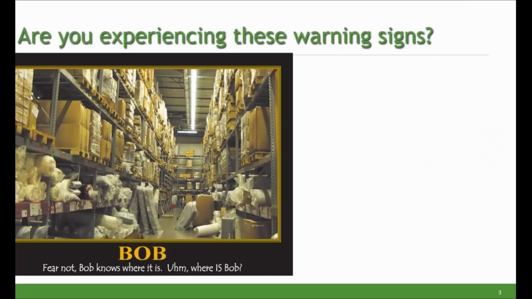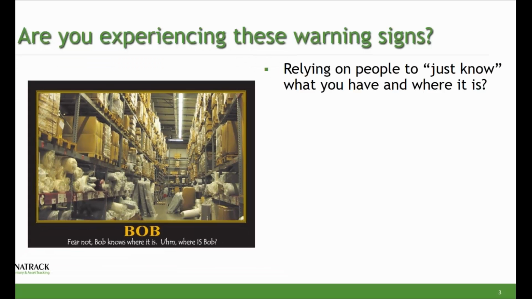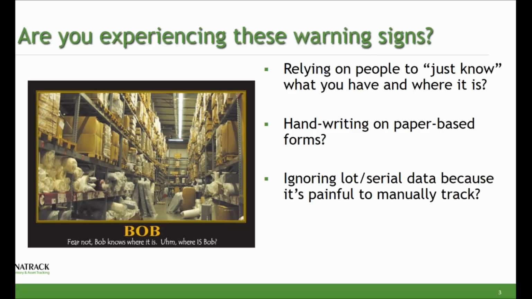So I do want to ask a couple of questions here for you to give some consideration to, as to whether or not you're experiencing these specific warning signs. On an inventory standpoint or on an asset standpoint, are you relying on people to just know what it is that you have and where it's located? Are you potentially handwriting on paper-based forms in order to capture some of this important information? And on the inventory side and also on the asset side as well, are you potentially ignoring lot or serial data because it's painful to manually track?